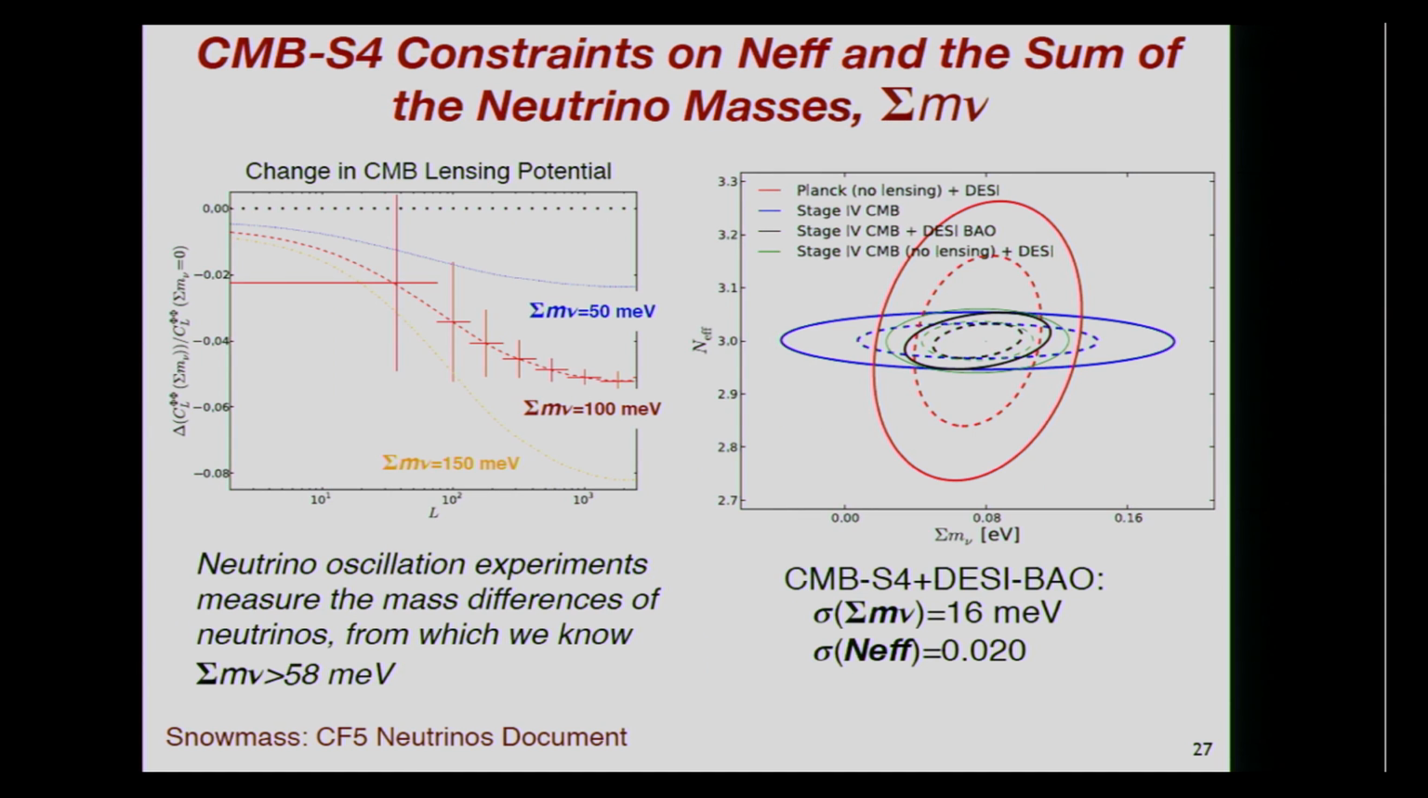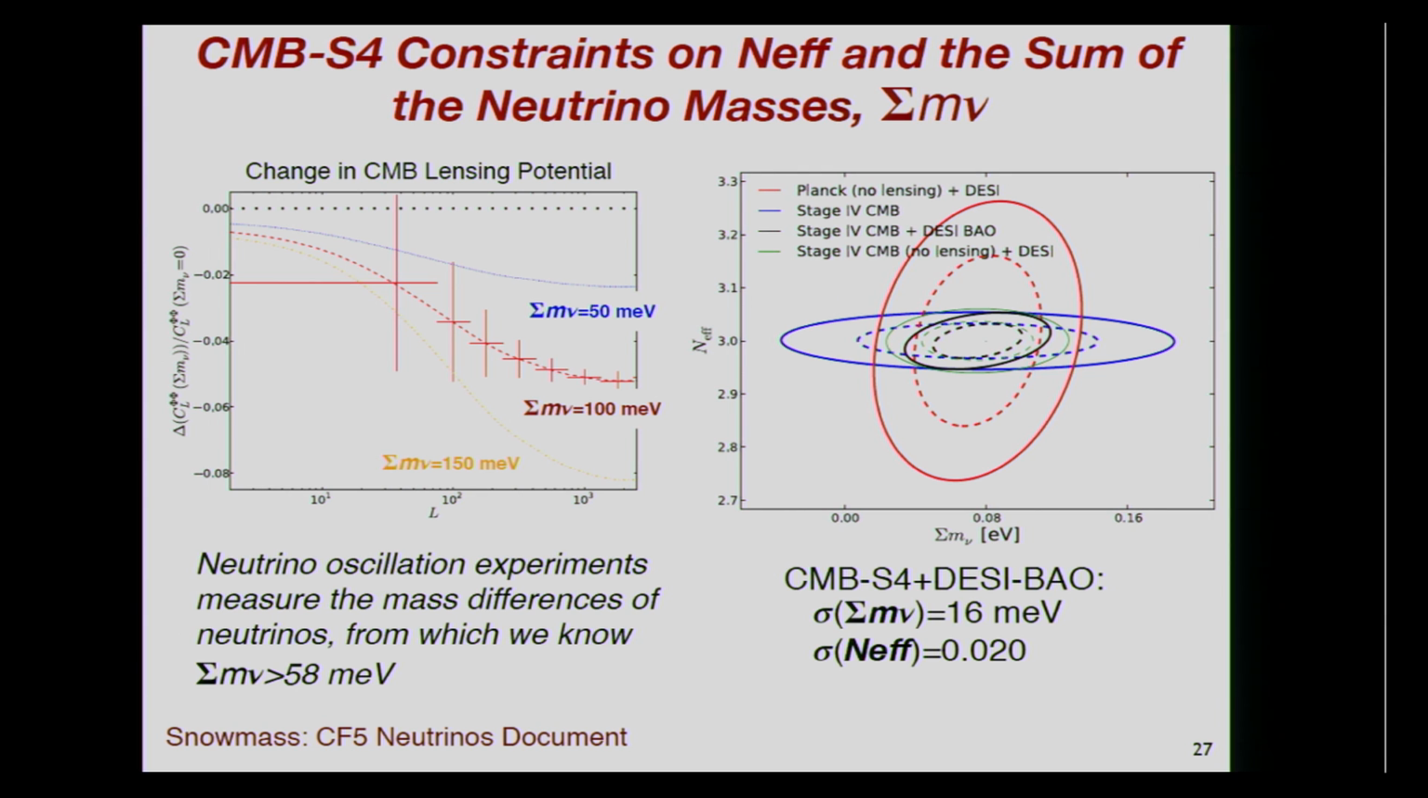In addition, you get an ever higher detection of the CMB lensing potential, at a level where the relevant scale is that we know neutrinos have at least a sum of neutrino masses of 58 meV or higher just from neutrino oscillation experiments. So we want to get down to where we could detect something at a few sigma at that level of this minimum sum of the neutrino masses.